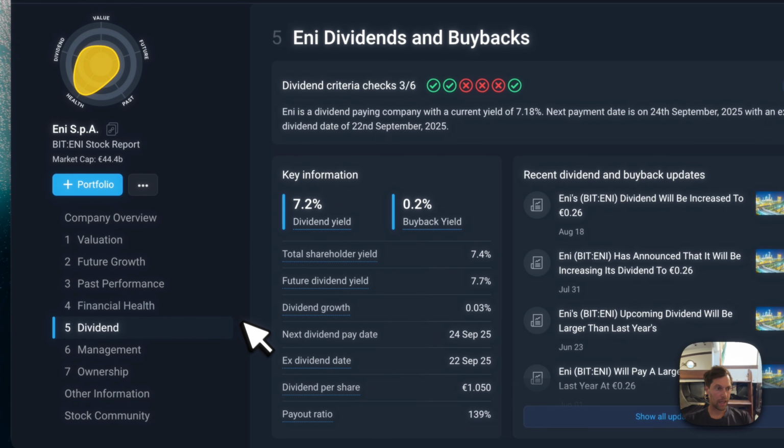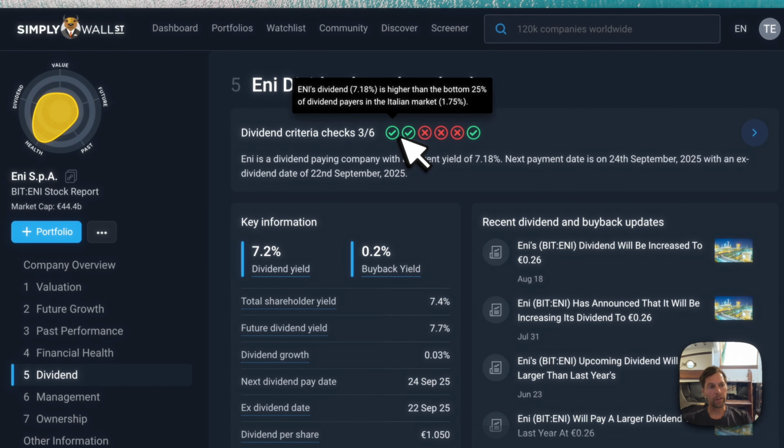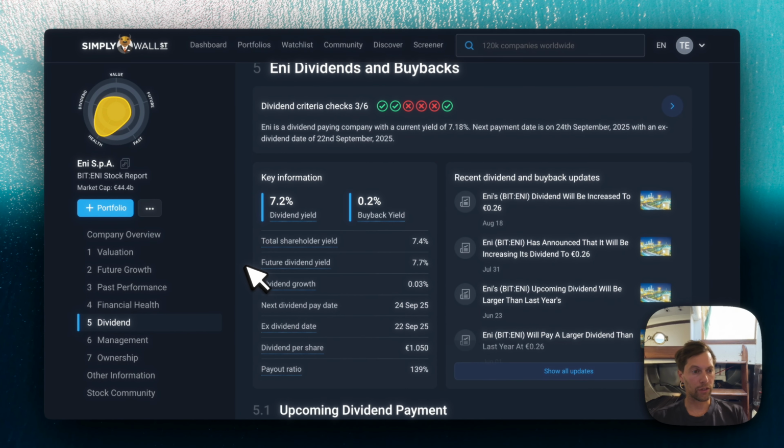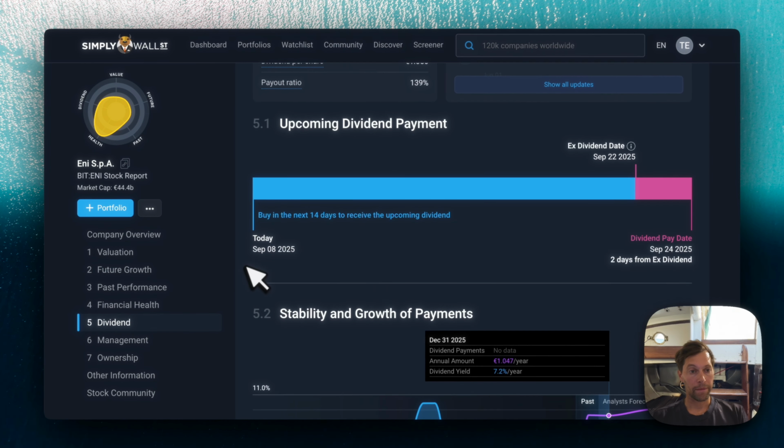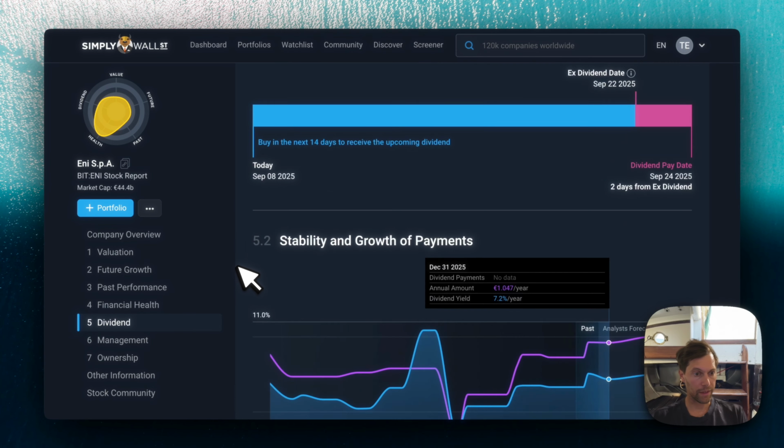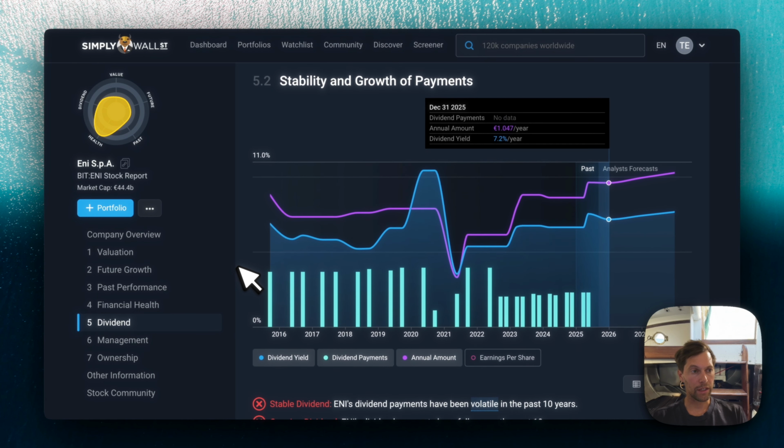So go to dividends. Again, we've got that really high yield here, fairly negligible buyback. And let's have a quick look. Why is it getting 3 out of 6? So we can find out. This is always useful. If the dividend payment has been announced, then you have to buy it before the ex-dividend date. So that's interesting. Now I think this is the best.